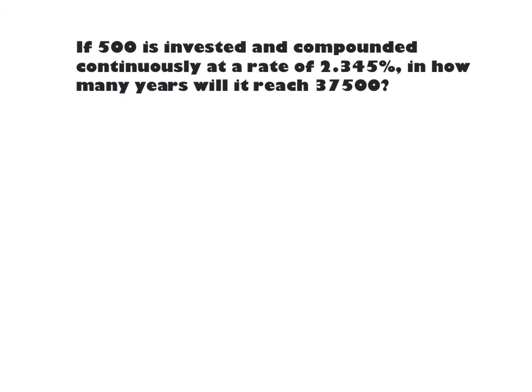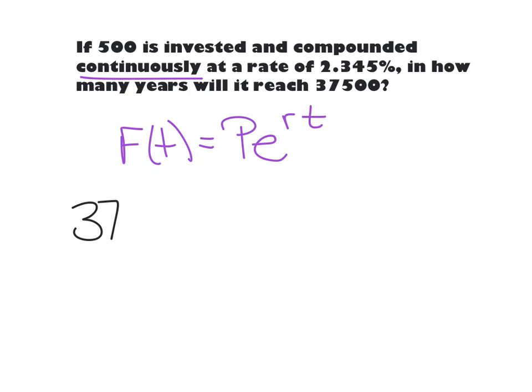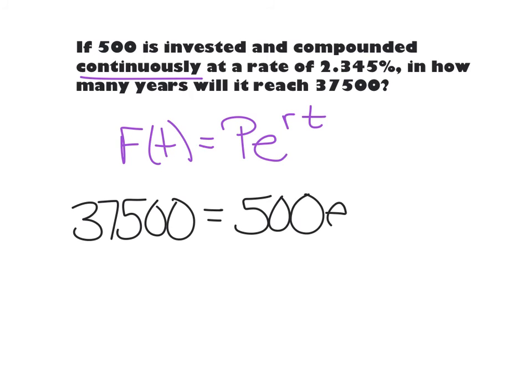If 500 is invested and compounded continuously, there's my keyword, at a rate of 2.345%, in how many years will it reach 37,500? So I'm going to start with my keyword of continuously. So f of t, my future amount, equals Pe^(rt), P-e to the rt for continuous. Let's see, my future amount is 37,500. My principal is 500. Remember, e is that nice Euler's number. My exponent is going to be 0.02345 when I move that decimal, times t.